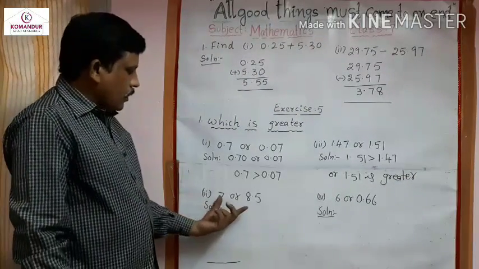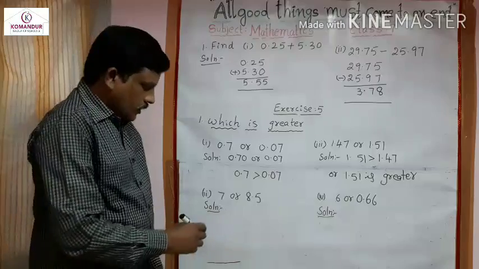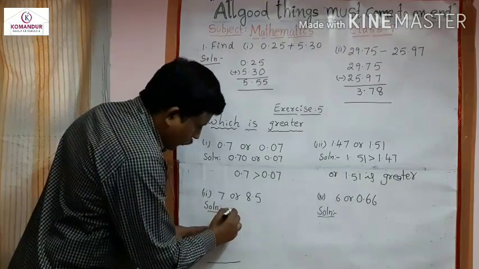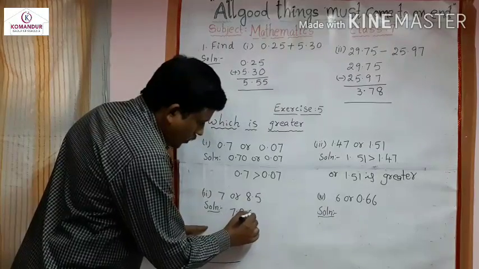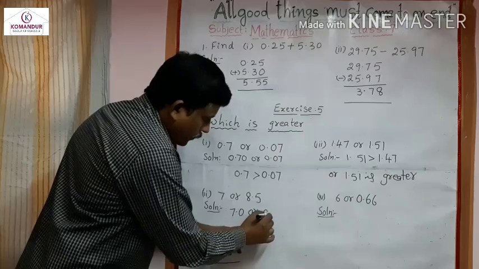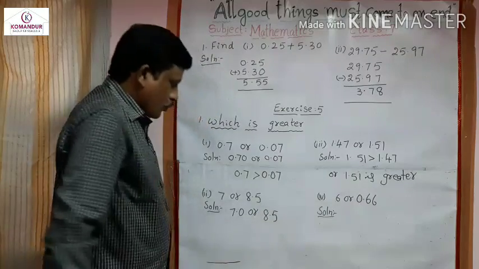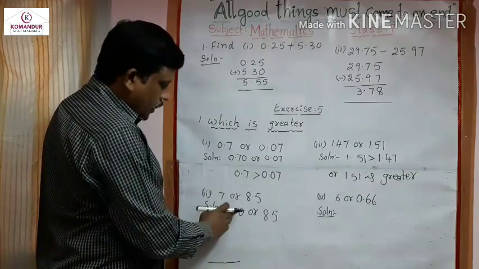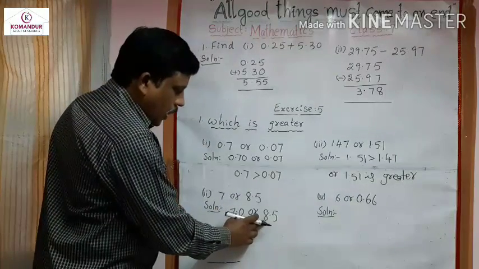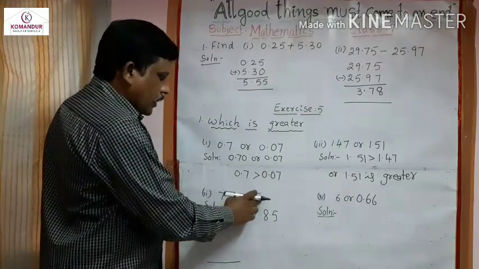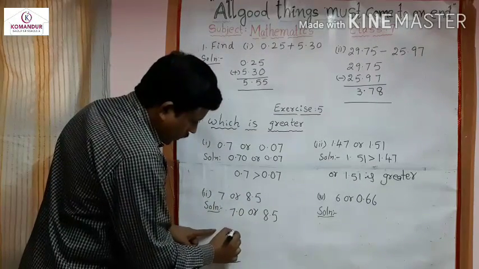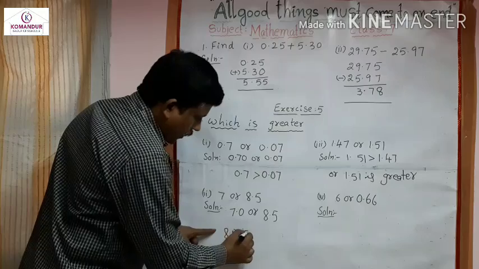Next question, C1: 7. How to convert this? 7 means 7.0, correct? And 8.5. Now see the decimal left side first. What is the number here? 7. Here 8. So simply we can say that 8.5 is greater.